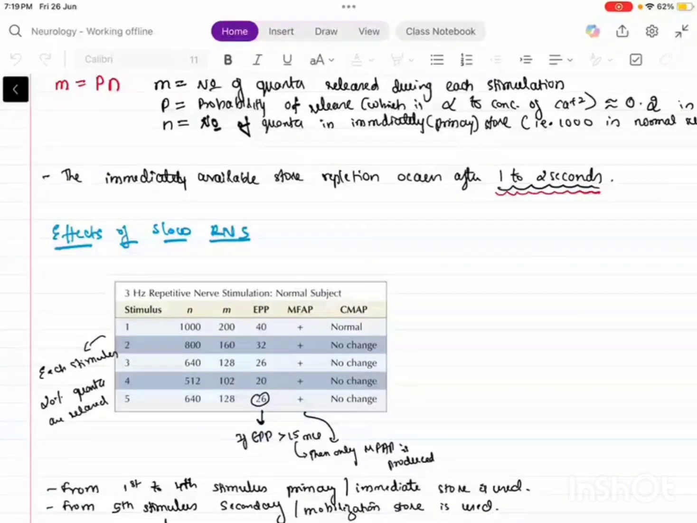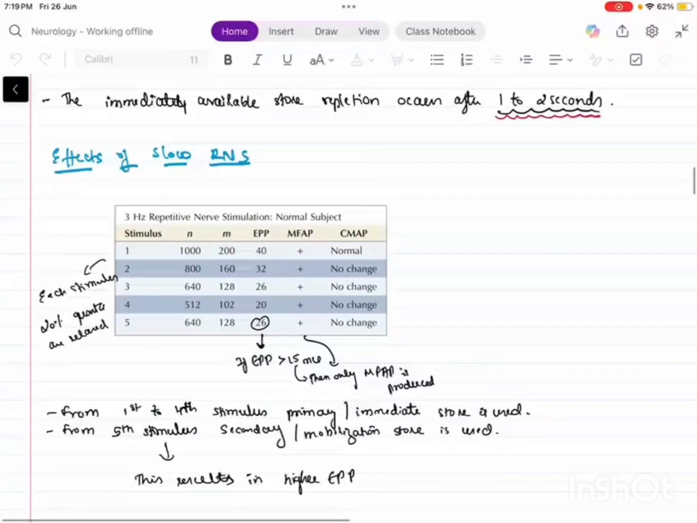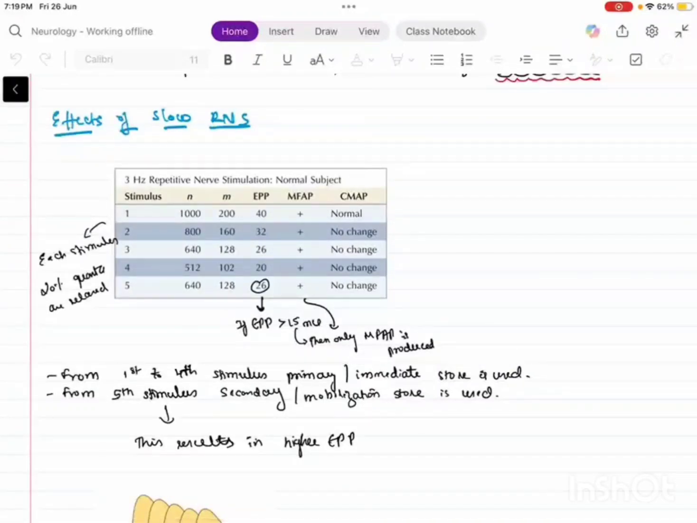Then let us discuss the effects of slow RNS, meaning 3 Hz repetitive nerve stimulation test. In a normal subject, what happens? For the first 4 stimulations, there will be a gradual decrease in the quanta, that is 1000, 800, 640. With each stimulus, 20% of the quanta are released. Then the end plate potential will decrease over the initial 4 stimulations, and later it will increase. Then MFAP is produced in all the conditions.